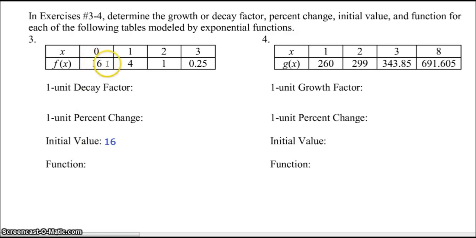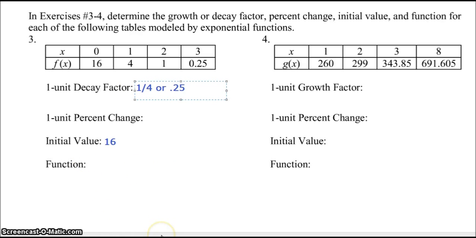I also noticed that there's a decay. The output is decreasing. And notice what we're decreasing by. We're decreasing by a fourth each time. 16 times a fourth is 4, 4 times a fourth is 1, 1 times a fourth is 0.25. So that tells me that the decay factor is 1/4.